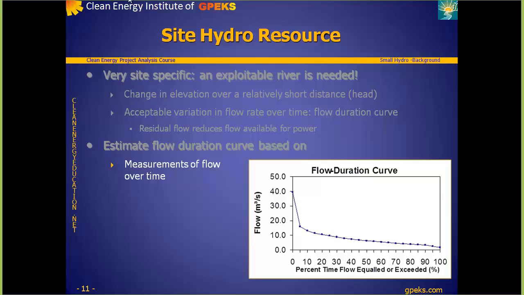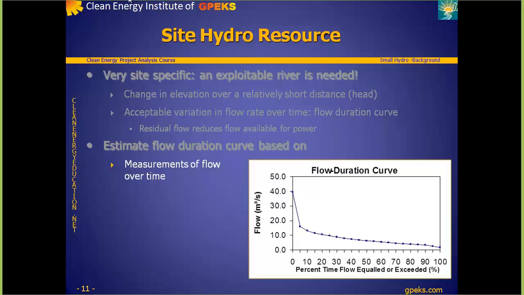Environmental regulations generally prohibit the use of the entire flow in the river. A certain minimum flow must always bypass the hydro project to maintain aquatic habitat. This residual flow effectively shifts the flow duration curve downwards, at least from the point of view of the flow that is available for use.